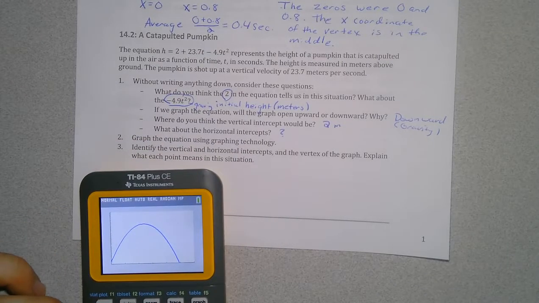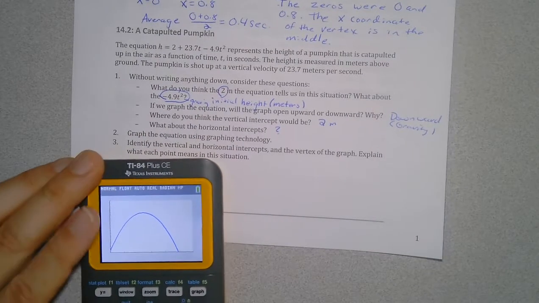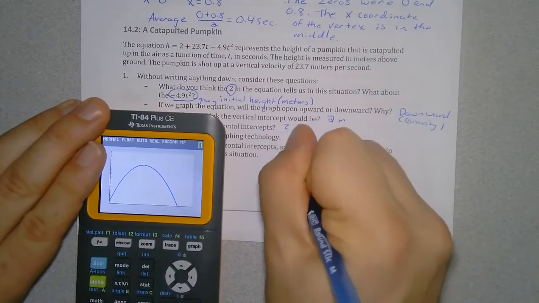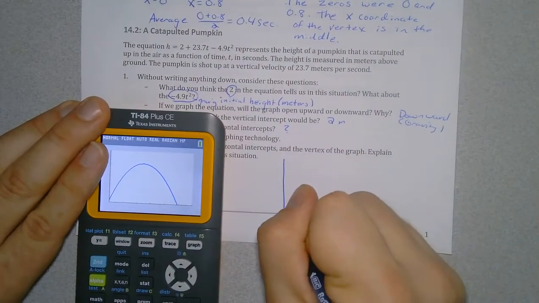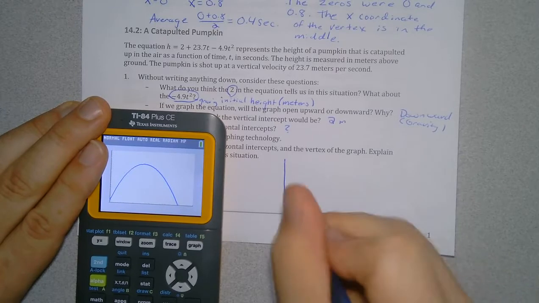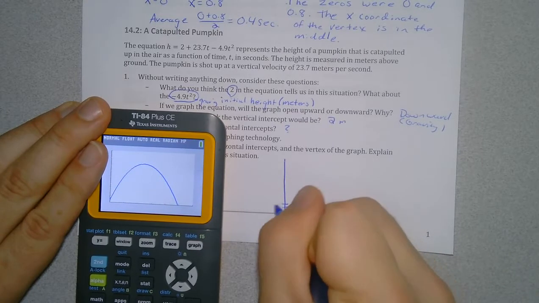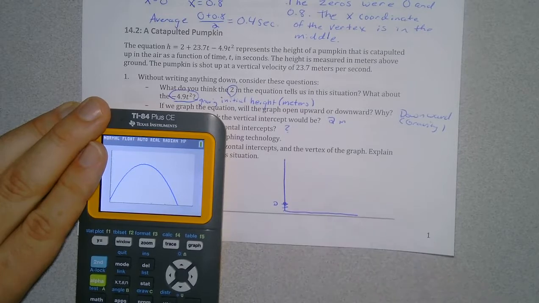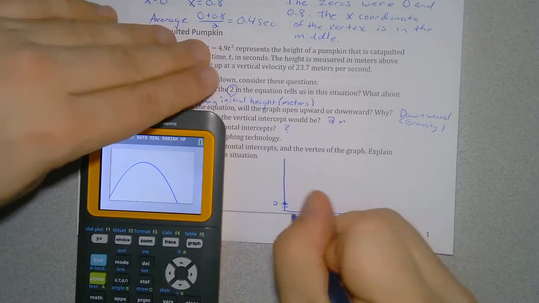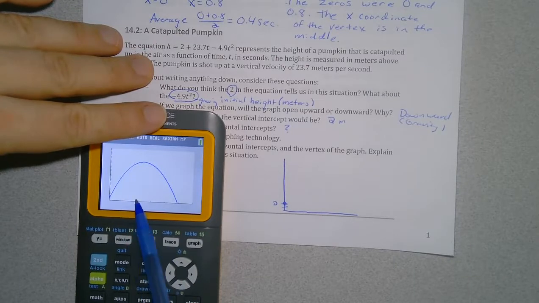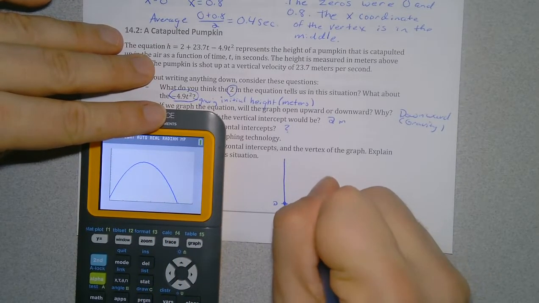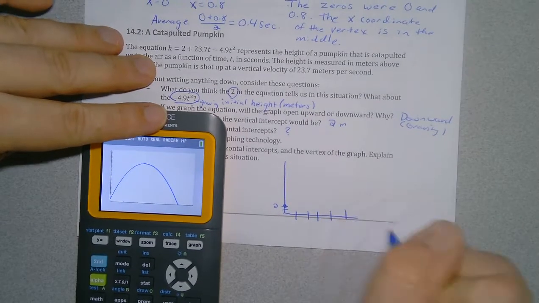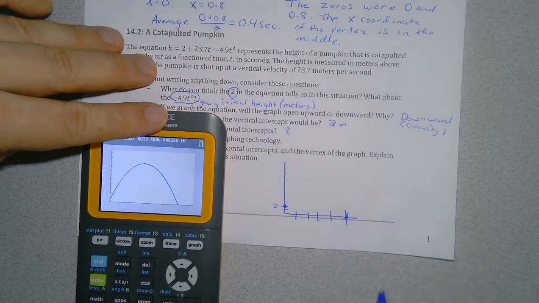And then it says identify the vertical and horizontal intercepts. So I'm just going to sketch this graph. So we can see here, the start was 2. And then on the x-axis, if I count here, we have 1, 2, 3, 4, about 5 seconds. So I'm going to put 1, 2, 3, 4, 5. And then there's my 0.